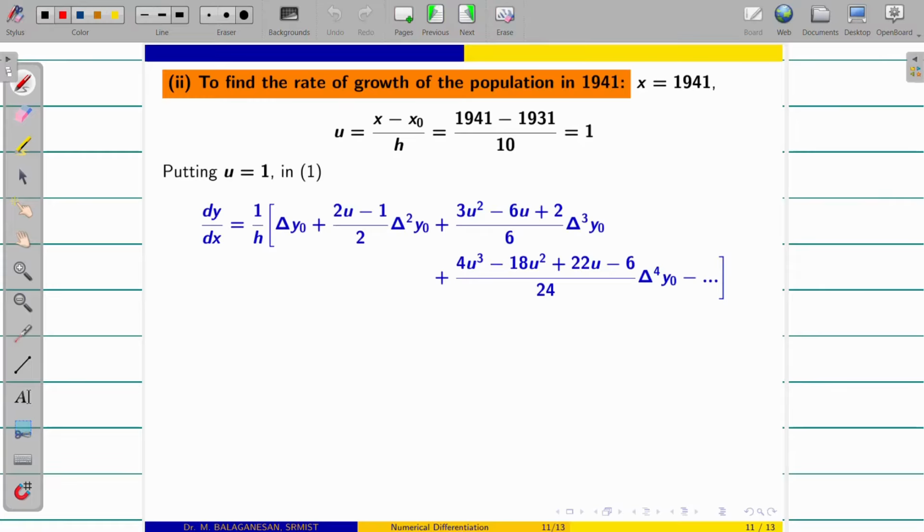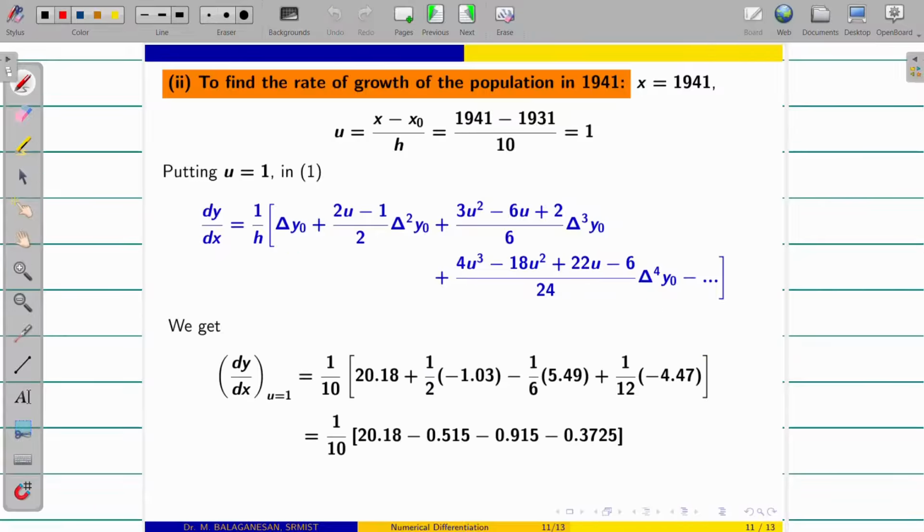In the formula, replace u by 1 and take del y naught, del square y naught, del cube y naught, del power 4 y naught from the table. Simplify this, we can get the answer 1.83775. This is the first derivative value, I mean the rate of growth of population in 1941.